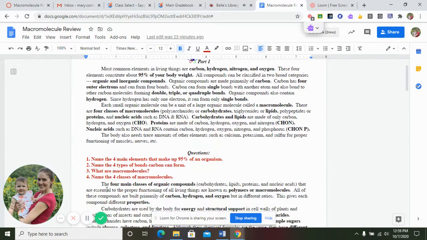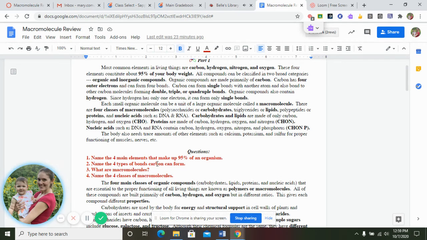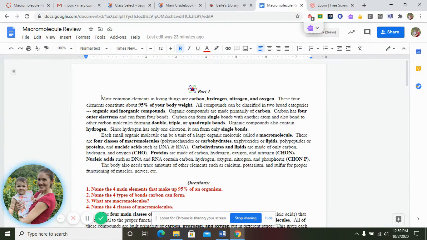So let's look at our first question here. It says, name the 4 main elements that make up 95% of an organism. So if I come up here, I'm going to start at the beginning of my reading. That's where you should always start. Most common elements in living things are carbon, hydrogen, nitrogen, and oxygen. These 4 elements constitute about 95% of your body weight. So right there in bold are my 4 answers.